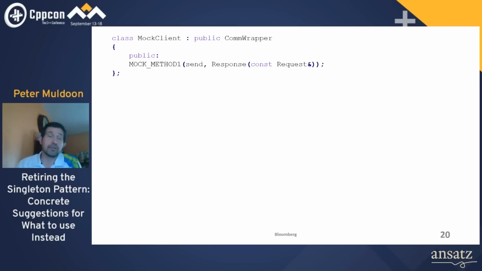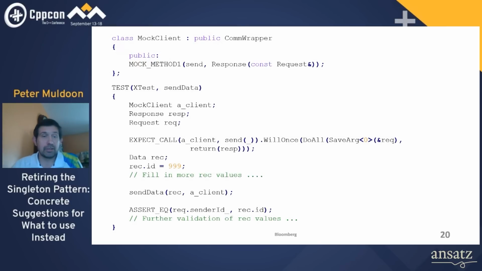Now, in my group and across a fair part of Bloomberg, we use gtest. And using gtest, I don't have to roll my own testers. All I'll do is I'll create a mock client from the CommWrapper, and I'll say, look, there is a mock method that takes one argument. It's called send, and the signature is it takes a const request reference and returns a response. It'll look very much like before. The only difference is that I can now put an expectation on the calls to my mock client.